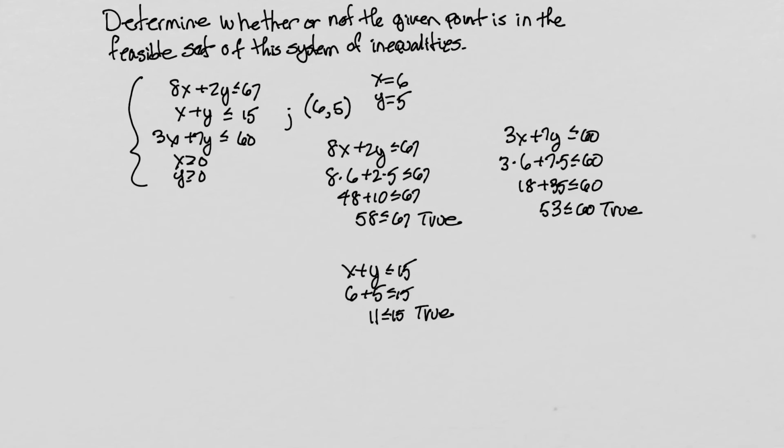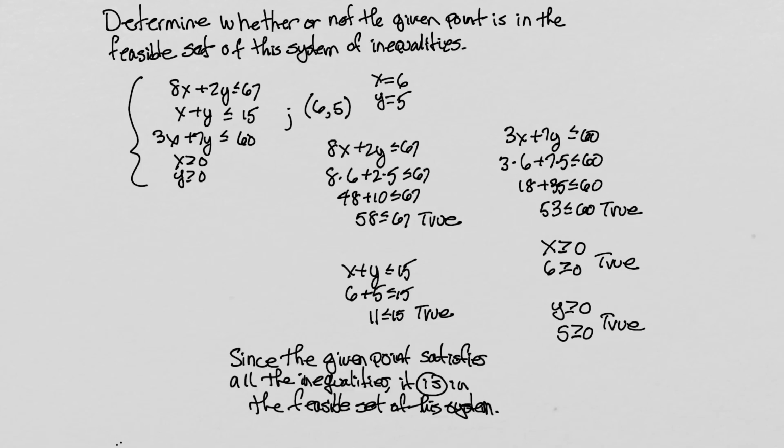Now let's take a look to see if these two inequalities are satisfied. I think we can see that pretty clearly, but let's write it down. We'll get x greater than or equal to 0. x is 6, greater than or equal to 0. That's true. And y greater than or equal to 0. 5 greater than or equal to 0. Again, that's true. So let's write a conclusion here.